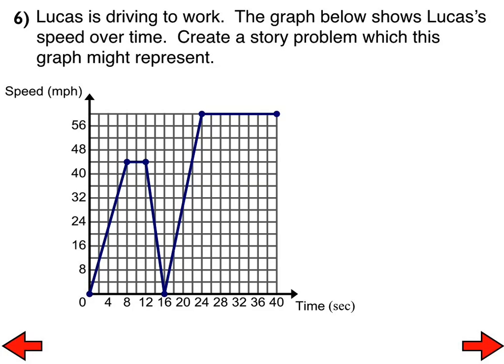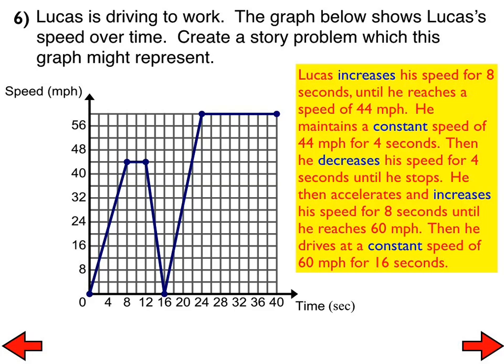All right, so I heard some good things there. There are many possible things that you could write. Here's one possible thing. Lucas increases his speed for 8 seconds until he reaches a speed of 44 miles per hour. Now, this is a little more elaborate than I'm expecting you to do, okay? Just keep that in mind. He maintains a constant speed of 44 miles per hour for 4 seconds.